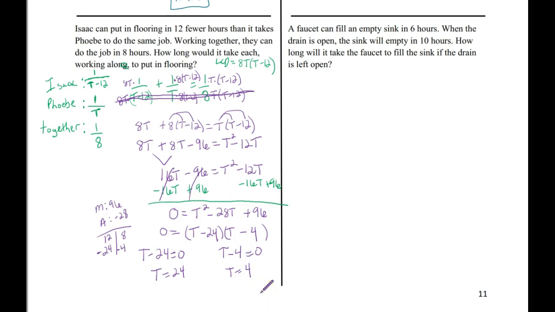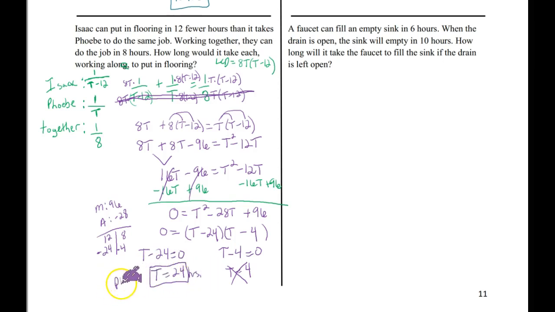But we have to stop and analyze our answers, so we can't have two different answers here. It takes Phoebe either 4 hours or 24. It can't be both. So going back up to where we defined our variables, if Isaac takes 12 hours less than Phoebe, this can't be the answer. Because if I plugged in 4, 4 minus 12 would give me negative 8. People can't work in negative time, so this is not the solution. And it is 24 hours for Phoebe.